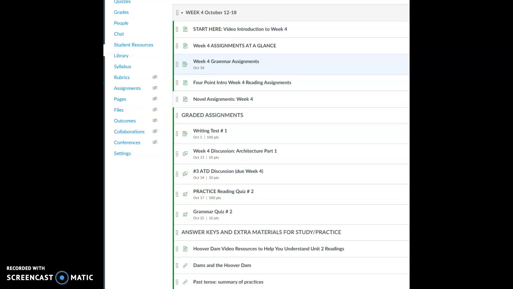I'm going to try to make this quick because by now we should understand that there's a pattern to the classroom, that I start with a video overview. And there are some other videos in here that introduce the new subject that we are going to be reading in our 4-point novel, which we're now into the second unit. And the whole focus of that is architecture.